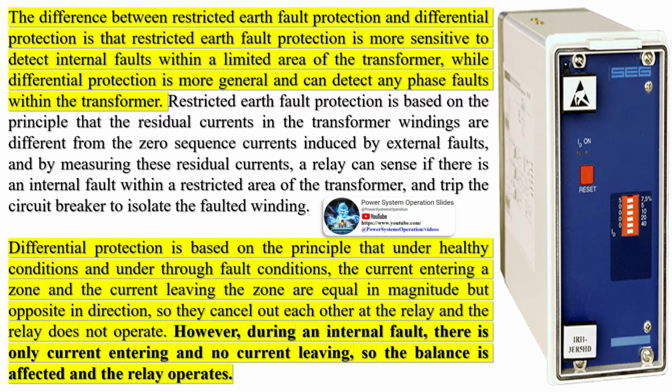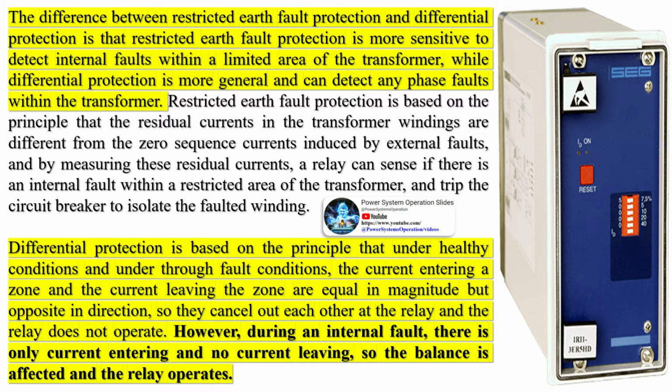Restricted earth fault protection is based on the principle that the residual currents in the transformer windings are different from the zero-sequence currents induced by external faults, and by measuring these residual currents, a relay can sense if there is an internal fault within a restricted area of the transformer, and trip the circuit breaker to isolate the faulted winding.